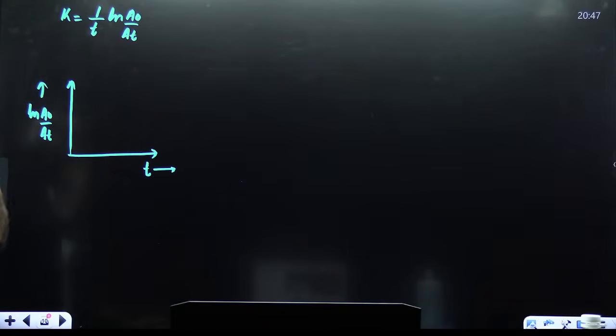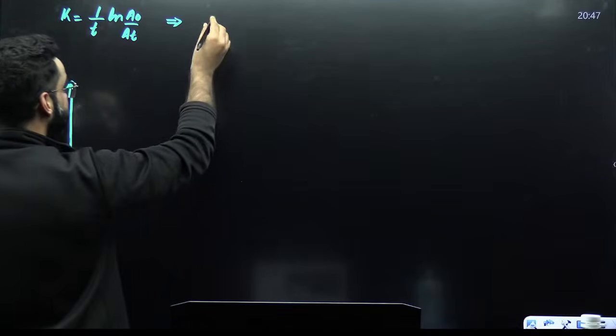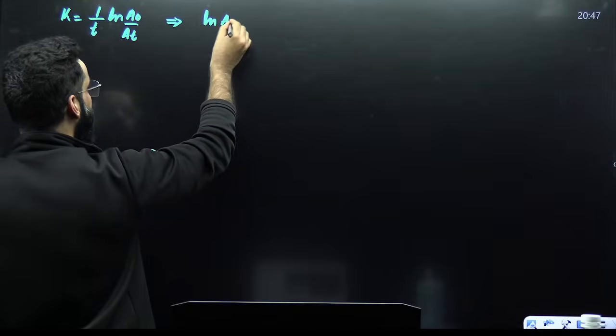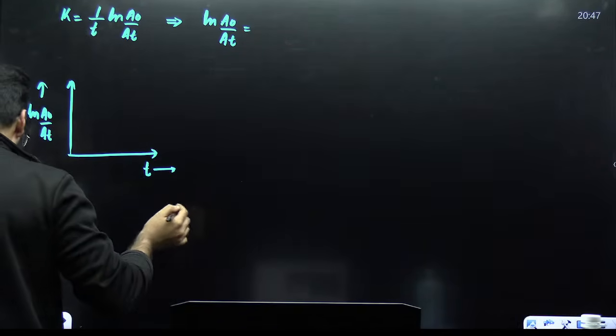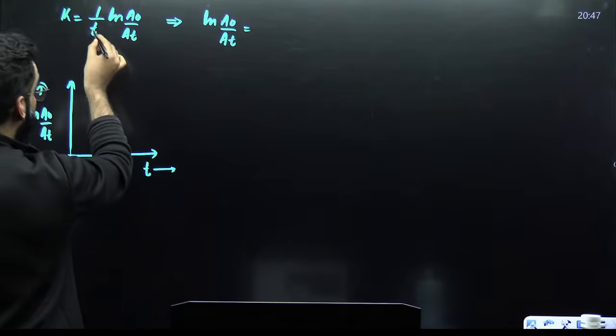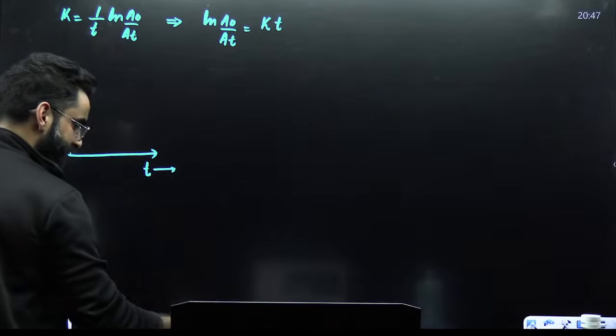Now, first of all, I have to plot a graph between ln a naught by a naught minus x, right? So let me rearrange the equation a bit. I'll write it like this. Ln of a naught by a naught minus x is equal to k into t, right? K into t. Now look carefully.